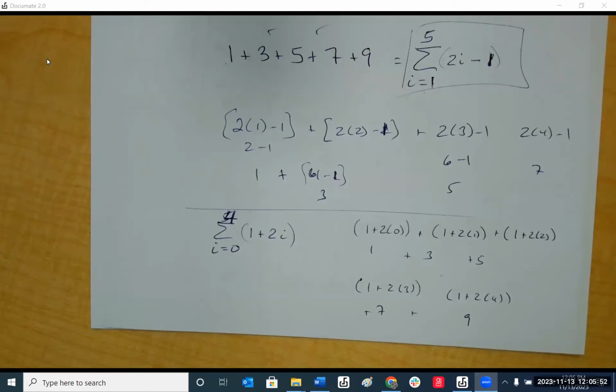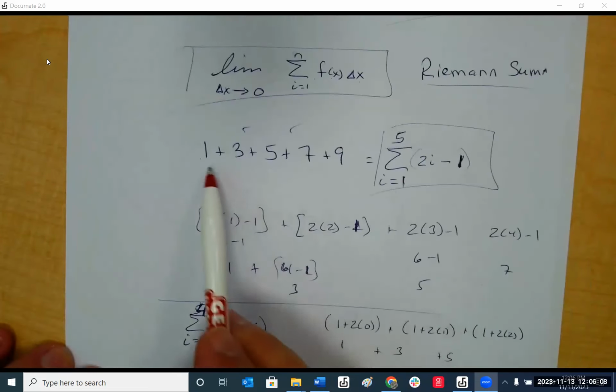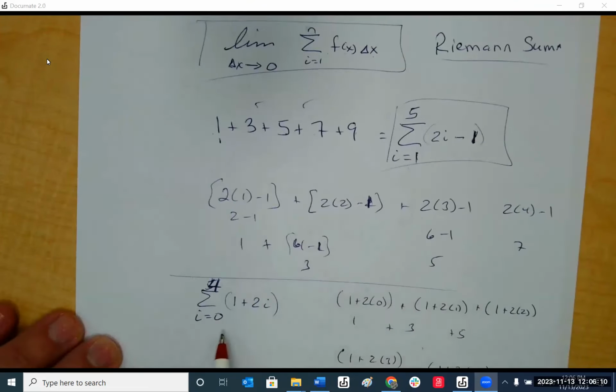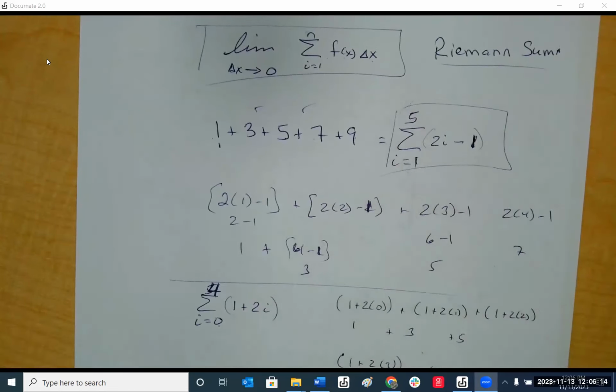Exactly. So it all depends on where your index starts. You can have a different formula. Basically, no matter where you start, you always find a formula. And your index is how many pieces you're adding. I have to have 1, 2, 3, 4, 5. I have to have 5. So from 0 to 4 is 5. From 1 to 5 is 5.